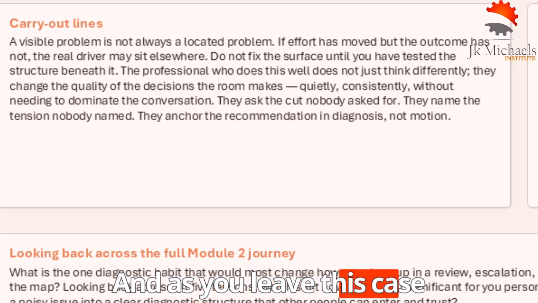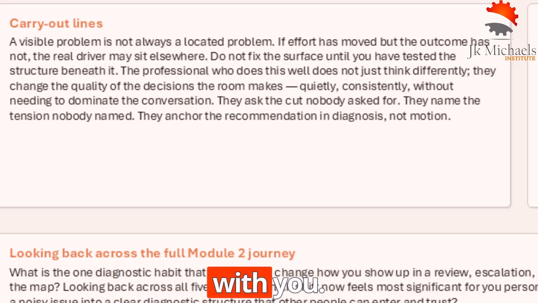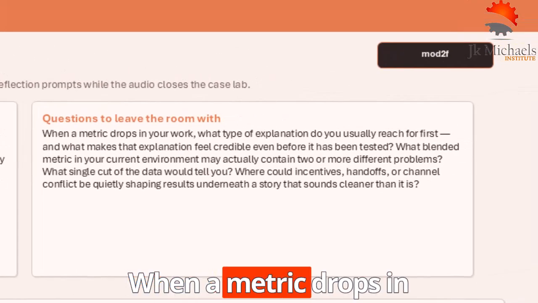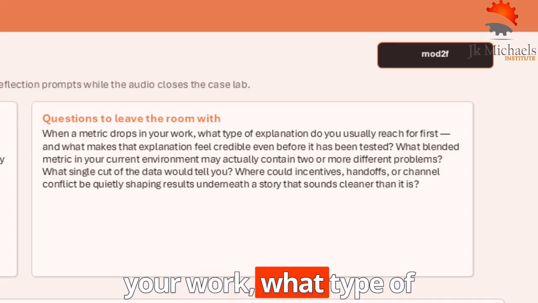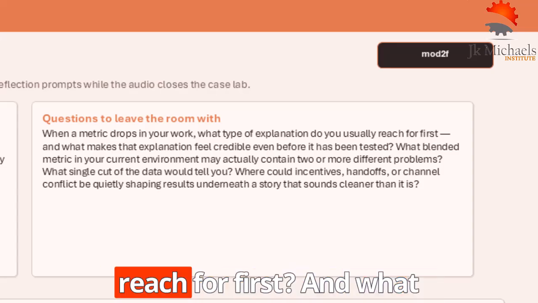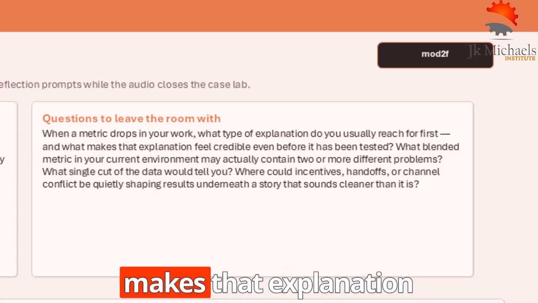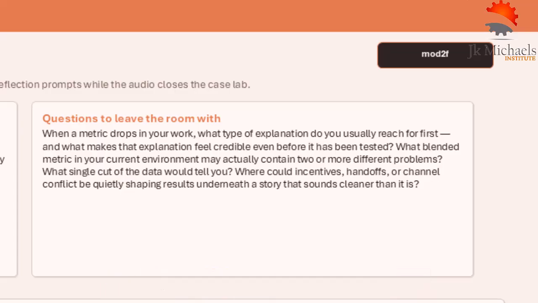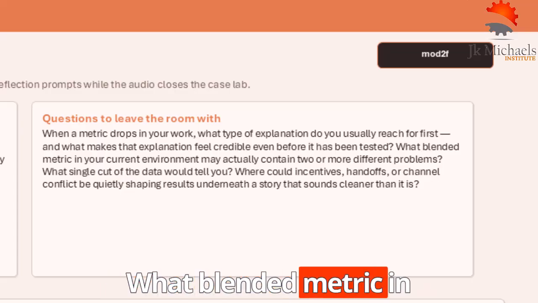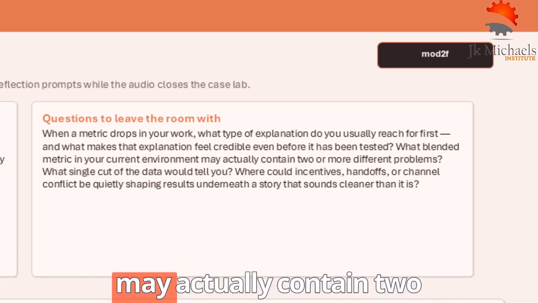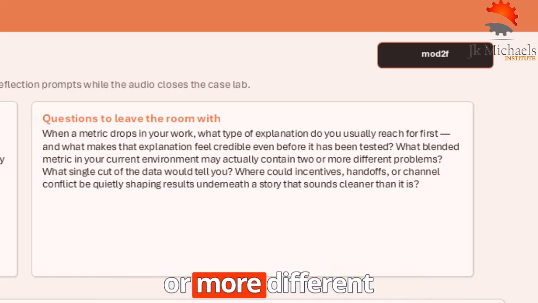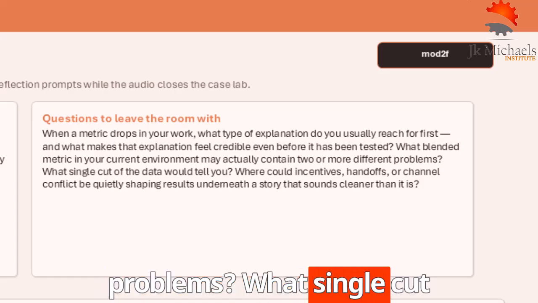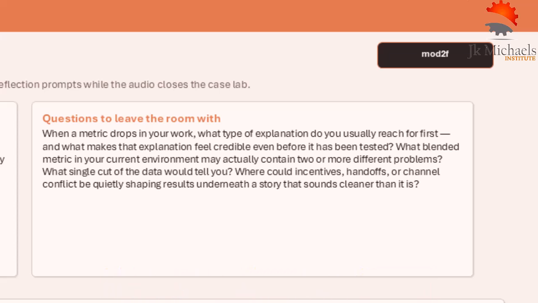And as you leave this case lab, take these questions with you. When a metric drops in your work, what type of explanation do you usually reach for first? And what makes that explanation feel credible, even before it has been tested? What blended metric in your current environment may actually contain two or more different problems? What single cut of the data would tell you?